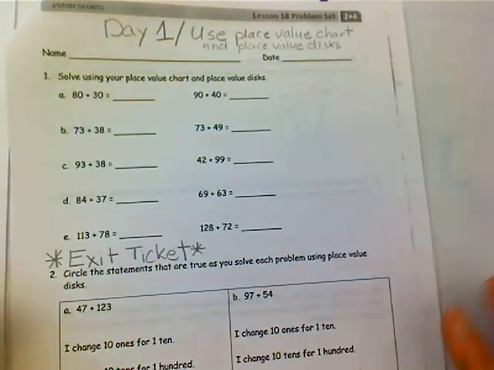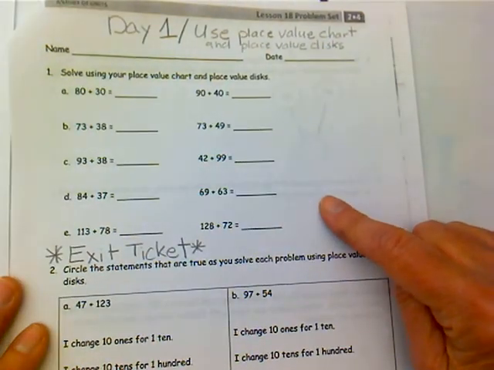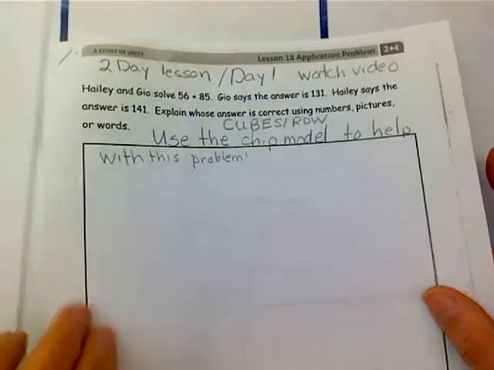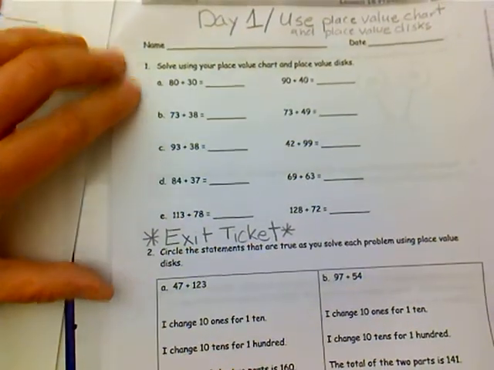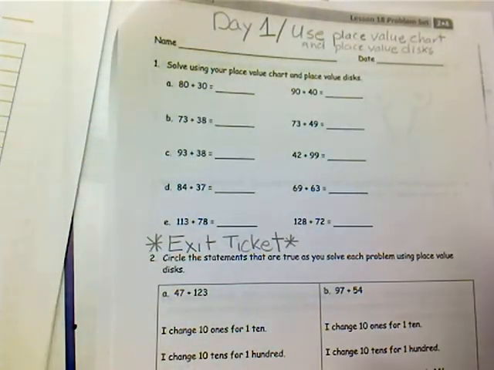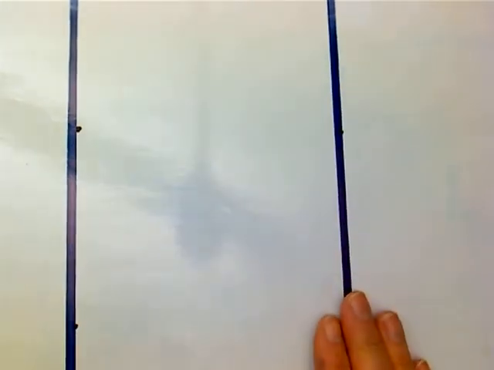And then, of course, I'd like you to do what I talked about before, which is to try the word problem after you have watched the video. And then you're going to be doing the first one, A through D. And you are going to be using your place value discs when you do this. I'll just give you a quick example.